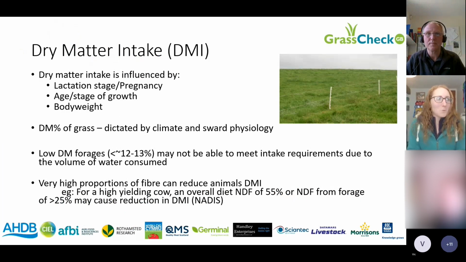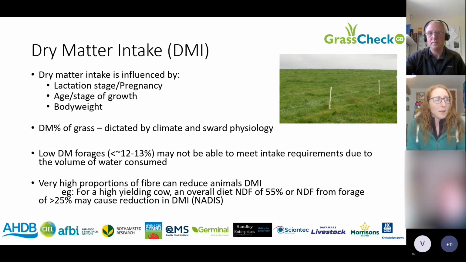So the primary thing that we're going to be looking at in terms of intake is the dry matter values that John's been talking through. The dry matter intake potential of your stock is going to be influenced by a number of different things. So lactation and stage of pregnancy, in particular, the physical space that pregnancy takes up in the animal can limit the space for the rumen, so we tend to see a reduction in dry matter intake in late stage of pregnancy.